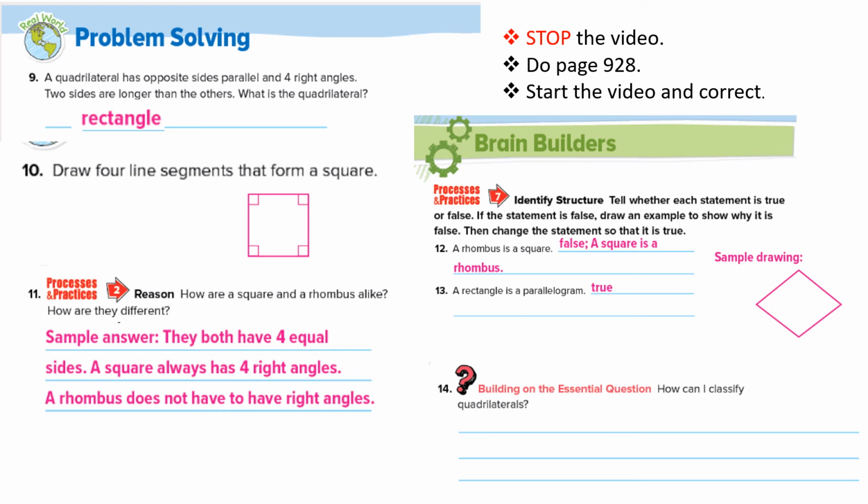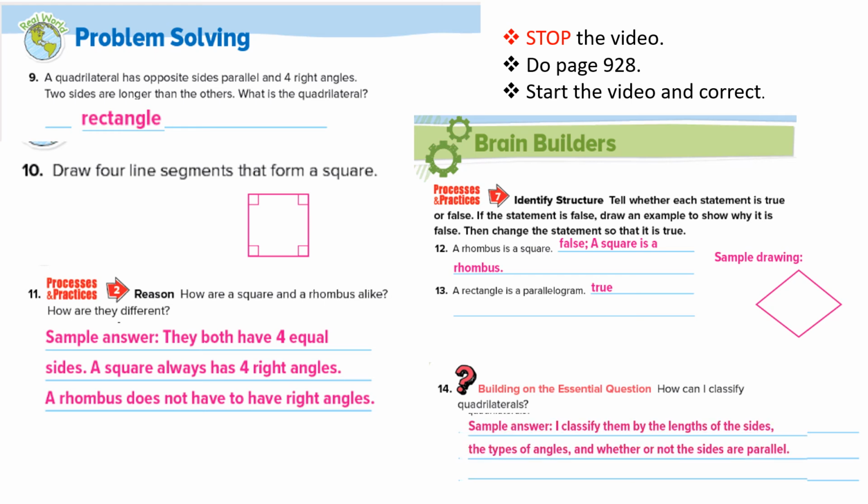For number 12, a rhombus is a square. That's false because a rhombus doesn't have 4 right angles. A rectangle is a parallelogram. That's true, okay? And number 14, how can I classify quadrilaterals? Look at the length of their sides, the type of their angles, and whether or not the sides are parallel.